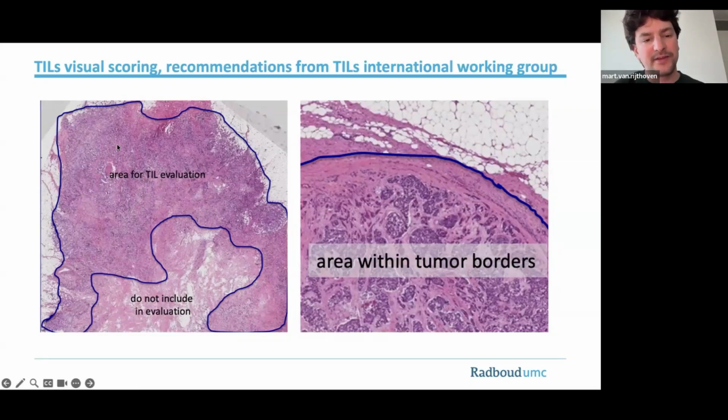And then in that region where all the tumor sits, you're going to look for lymphocytes. And on the right, you see a bit of a zoomed in region. So you only look in the area within the tumor borders for these lymphocytes. And there are actually multiple ways to compute TILs. There are also kind of variations of TILs.